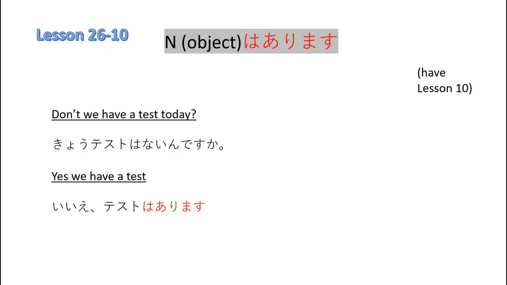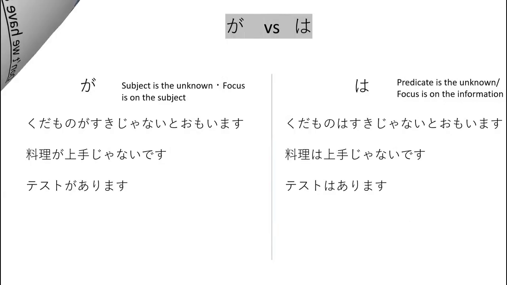When we say tesuto ga arimasu, the focus is on the test. So the main difference between the ga particle and the wa particle is that in the ga particle, the subject is the unknown. The focus is on the subject. Whereas in the wa particle, the focus is on the information about the subject. For example, 果物が好きじゃないと思います。When we use the particle wa, 果物は好きじゃないと思います。So he might like something else, but he doesn't like fruits.